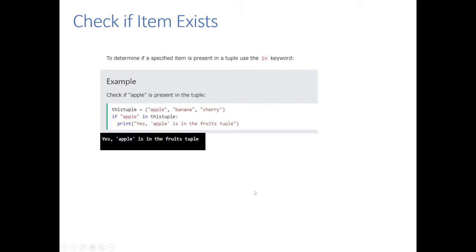Check if item exists. To determine if a specified item is present in a tuple, use the in keyword. Check if apple is present in the tuple. This tuple equals apple, banana, cherry. If apple in this tuple, print yes, apple is in the fruits tuple. Since apple is in this tuple, it will print yes, apple is in this fruits tuple. So that will be the output.